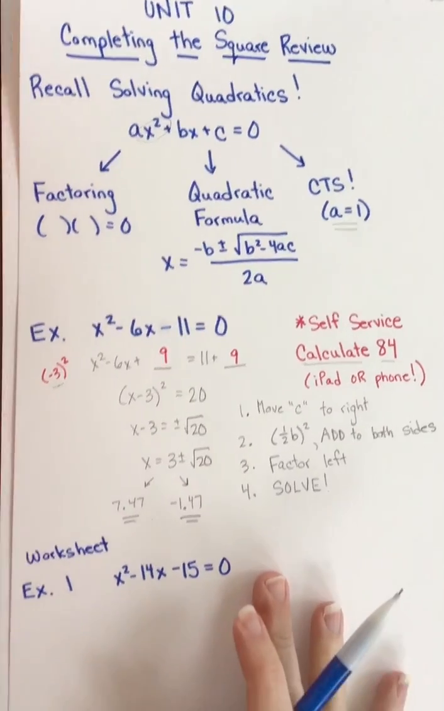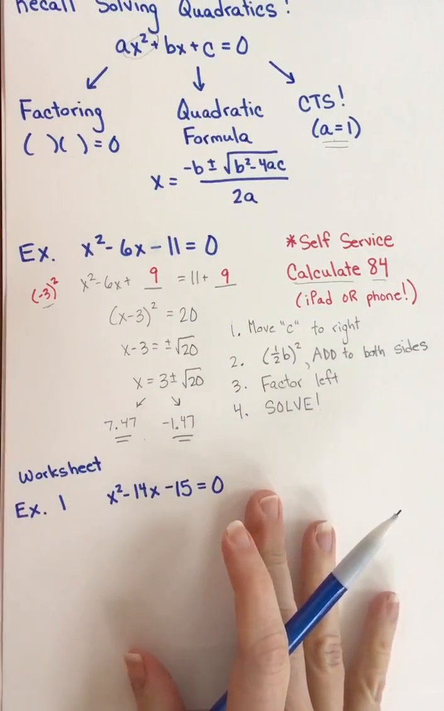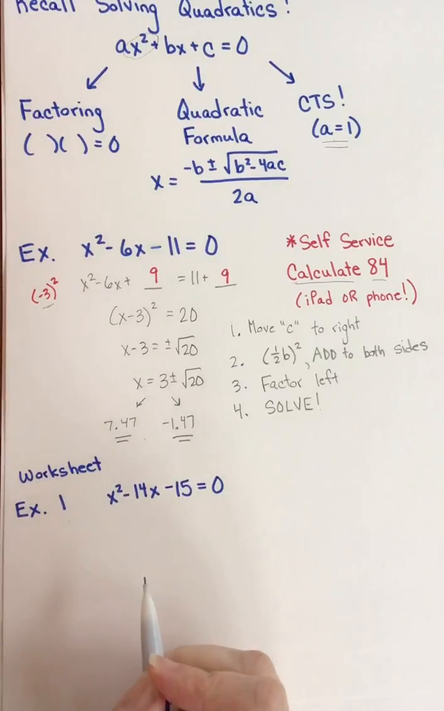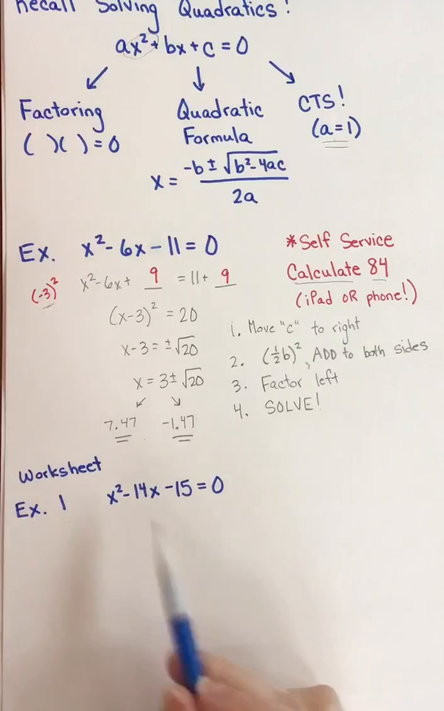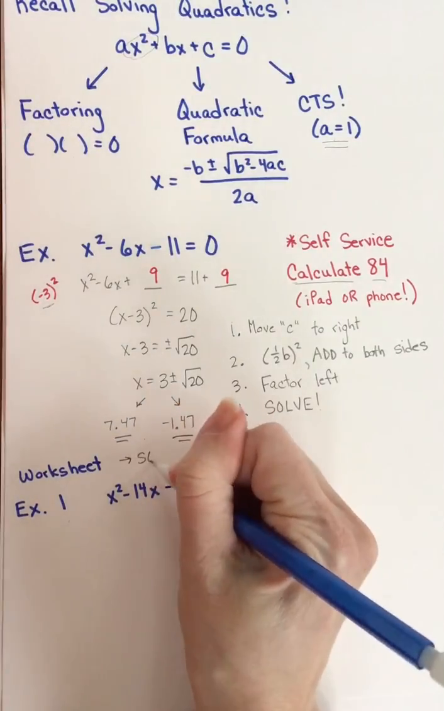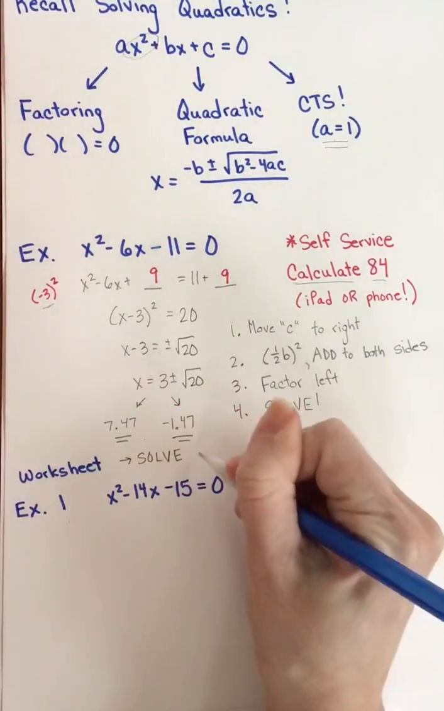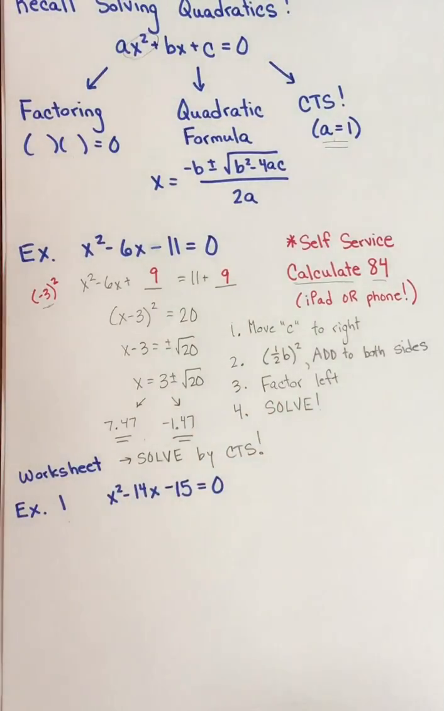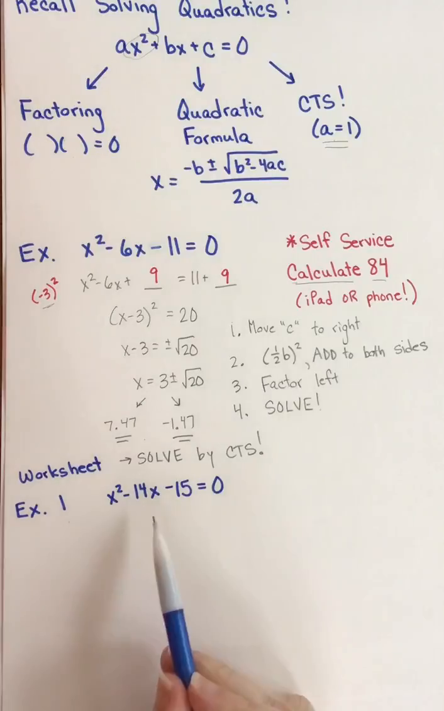Okay, so what I'd like you to do now is open up the worksheet from Schoology. We're going to take a look at example 1 together, and then the rest of those practice questions will be your assignment for day 1. Again, the directions would say solve by completing the square. So that's how we're going to want to solve these today. Of course, there are other ways we could do it.